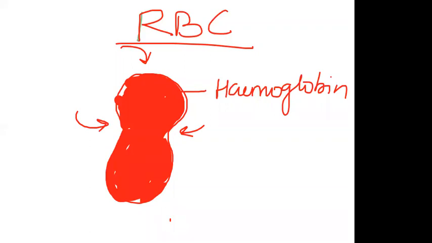What is the advantage of this biconcave shape? The biconcave shape provides a large surface area to volume ratio. That means it can collect more oxygen. The diffusion membrane is comparatively larger, so this is helpful for the exchange of gases. You remember it like that.